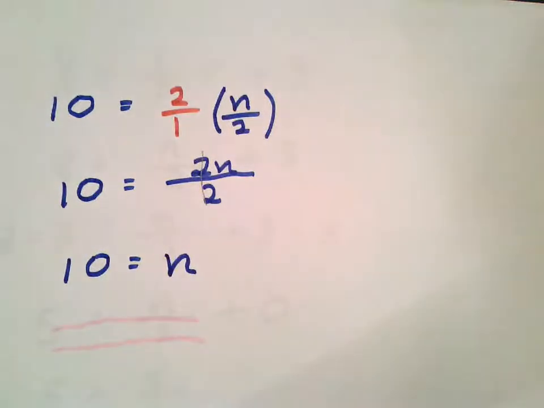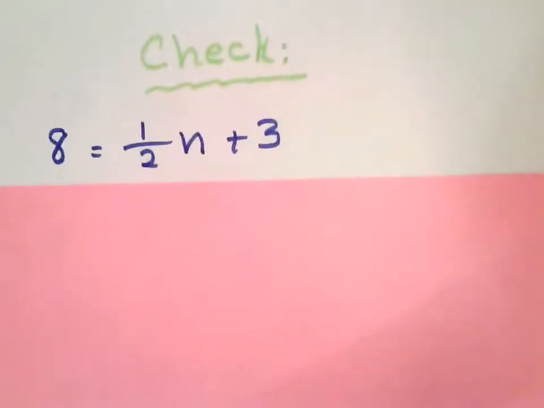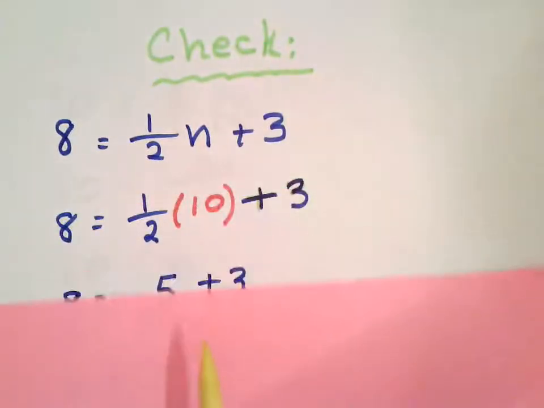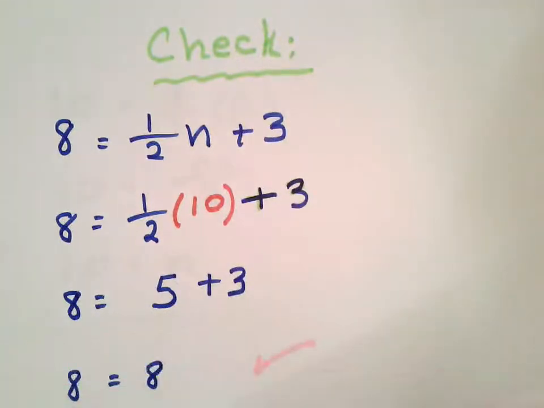And once we do that, remember, we're going to go back and check our answer. So we write the original problem. We substitute 10 for the n. I have half of 10 is 5. 5 plus 3 equals 8. 8 equals 8, and it does check.